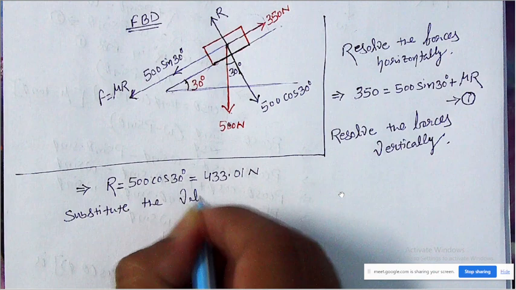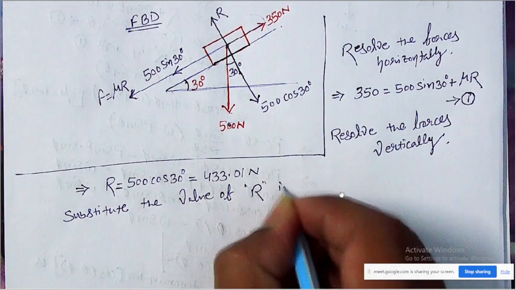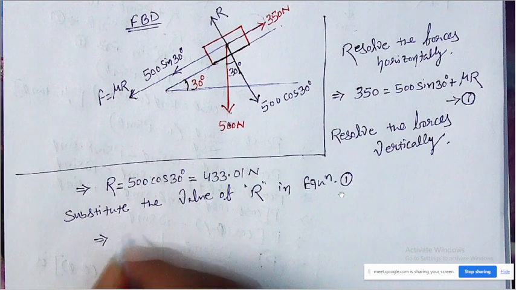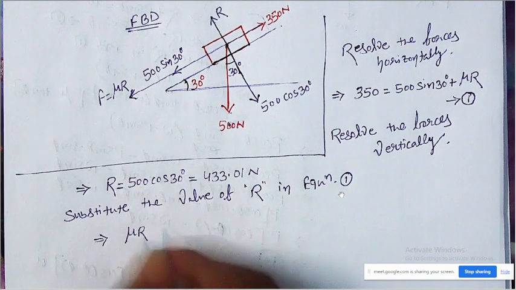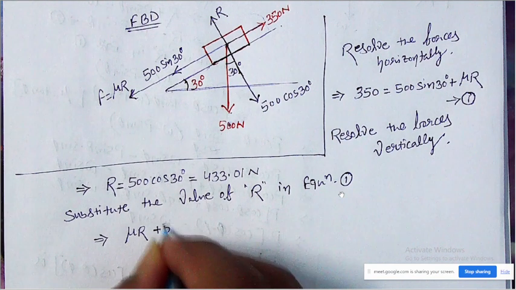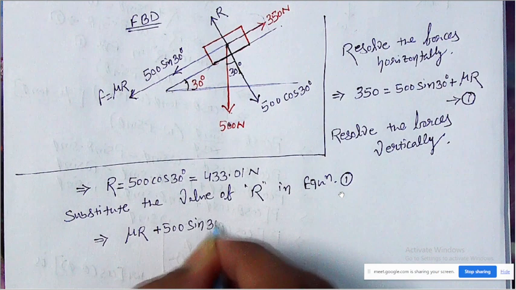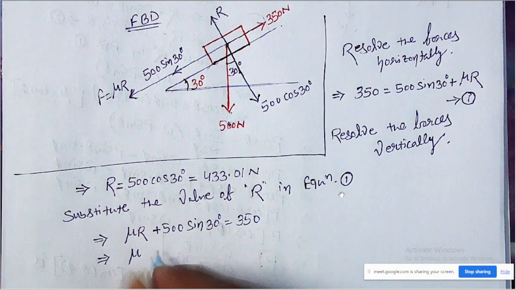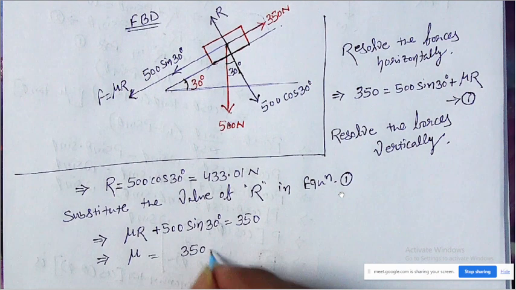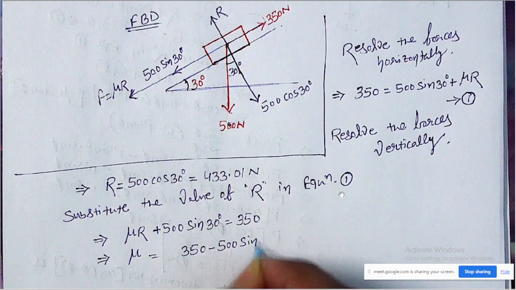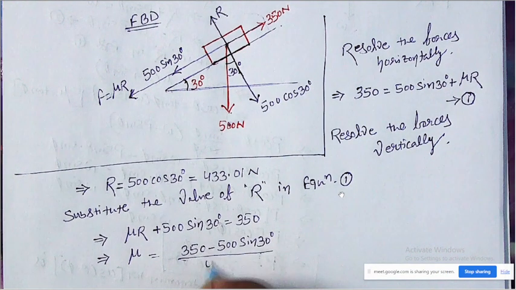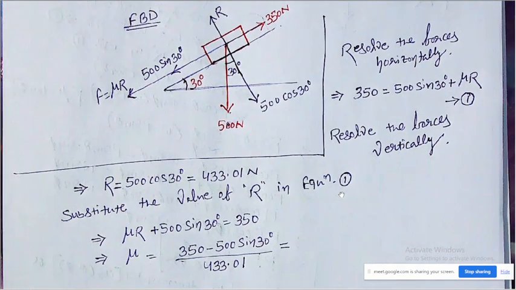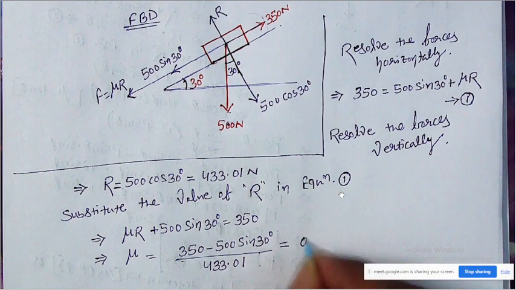Now, next thing is what? Substitute the value of R in equation 1. So what is equation 1 here? Mu R plus 500 sin 30 is equal to 350. Let us solve here. So mu is equal to 350 minus 500 sin 30 divided by R. What is R here? 433.01. So directly, what is the answer you say me? 0.23. So this is your answer.